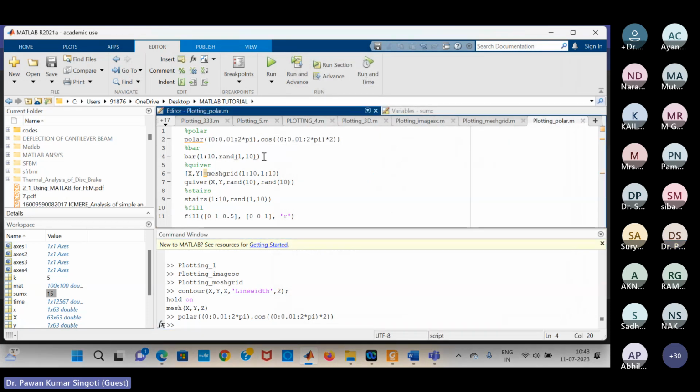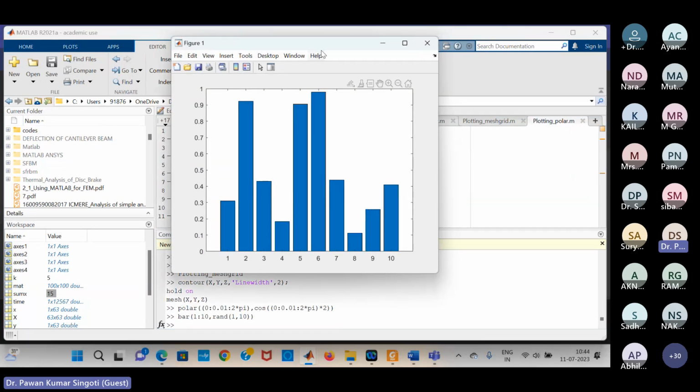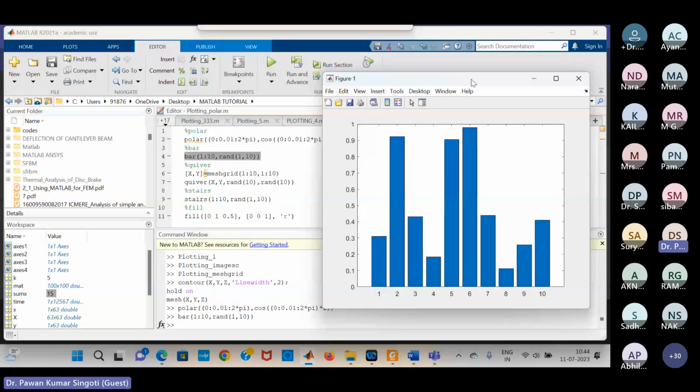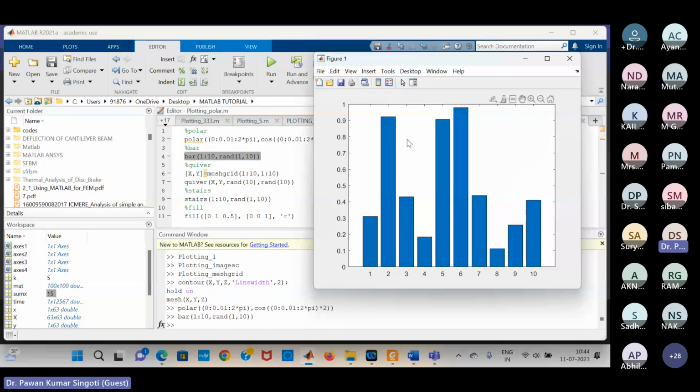Then bar plot. Bar takes x comma y, where x is 1 to 10 and y is random values of 1 comma 10. It will show you bar charts of this one. So for 1 to 10 and the random values, suppose here it is 1 comma 0.3, here 2 comma 0.9, here 5 comma 0.9, and whatever bars are available here, the corresponding values, it will show you in the form of bars.